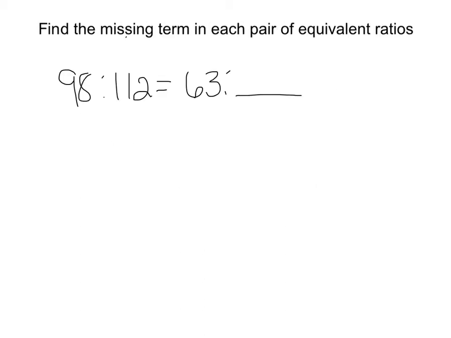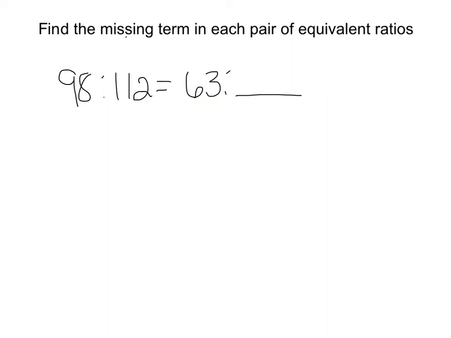Here's another problem. This says find the missing term in each pair of equivalent ratios. The first ratio I'm given, 98 to 112, is equivalent to 63 to what number? Well, again, if I'm looking for a whole number multiple or divisor, there's not one that's going to get me from 98 to 63. There's not a whole number I can divide 98 by that's going to get me to 63.